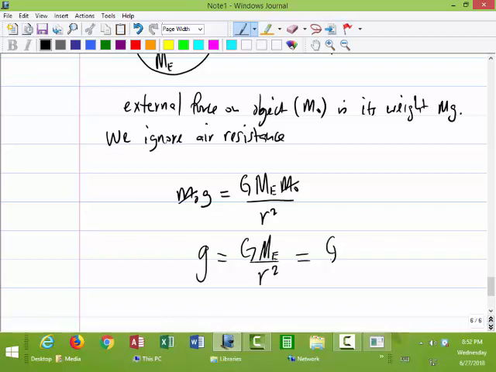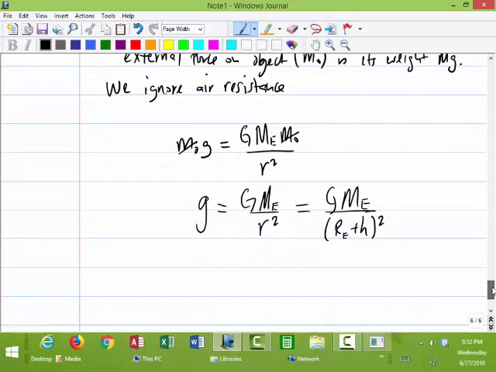Now let's replace r squared by our formula for r, which is the radius of the Earth plus the height, all squared. This is the acceleration of gravity, which we can use if you had an h involved. Suppose you're at a certain height h above the surface, above sea level. You can calculate the acceleration of gravity at that height. This also applies if you are in a satellite orbiting the Earth. You can include the radius of the Earth and the height of the satellite in its orbit to calculate the acceleration of gravity in that location.